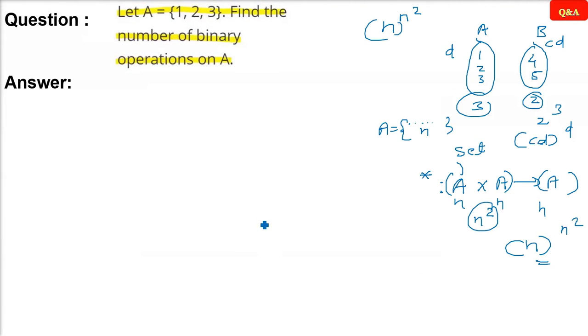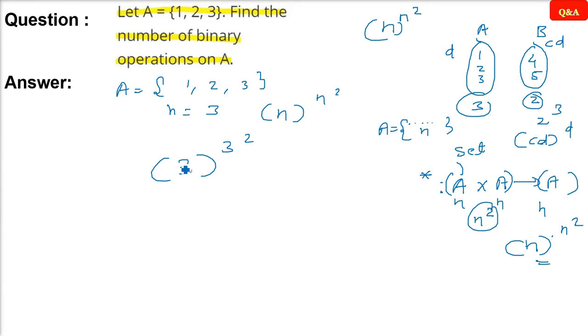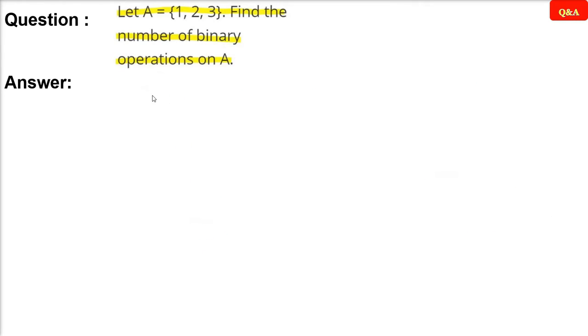Now let us find the actual value. We have a set A, which is {1, 2, 3}. So the number of elements is 3. What is the formula? n to the power n squared. So 3 to the power 3 square. 3 square is 9, so it is 3 to the power 9. I'm just trying to tell you how we got to the formula n to the power n square, and this is how the value is found. I hope you will be able to find 3 to the power 9. So this is the whole idea of the number of operations possible on any set A.